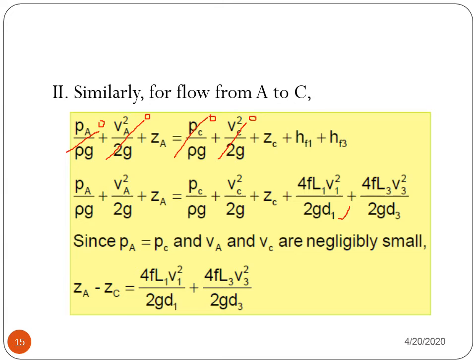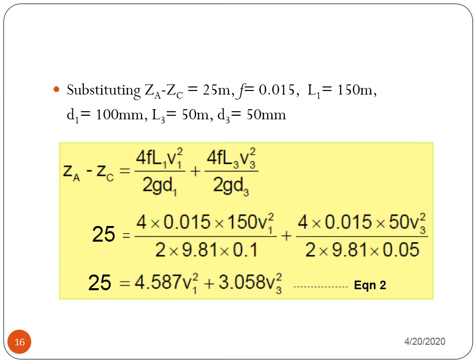Okay, but now for point C, we have the third pipe, pipe number 3. So we will use HF3. With that, the head loss will be f L3 V3 squared over 2g D3. We know that ZA is 25 meter above point C. So if we put ZC as datum, ZA will be positive 25 meter. Substitute into the equation until you get the second equation here.